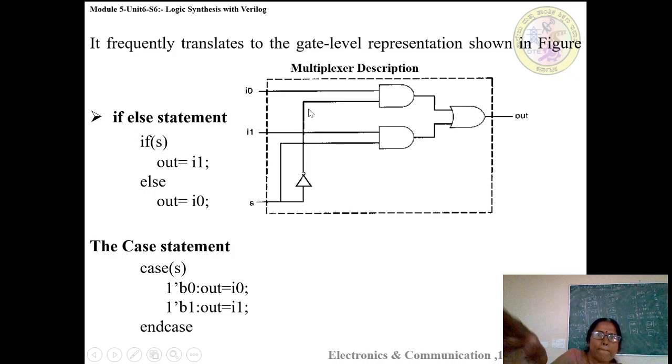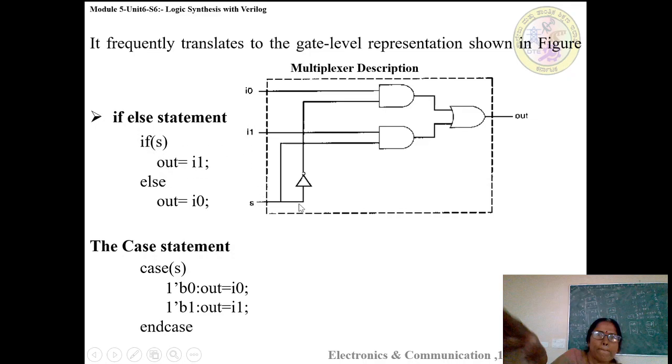Here the multiplexer is frequently translated to the gate level. Here we are using an if-else statement. A one-bit multiplexer can be easily developed, but if you are using an if-else statement, generating an n-bit mux for a larger number of bits is not possible. That is how we are using it here.